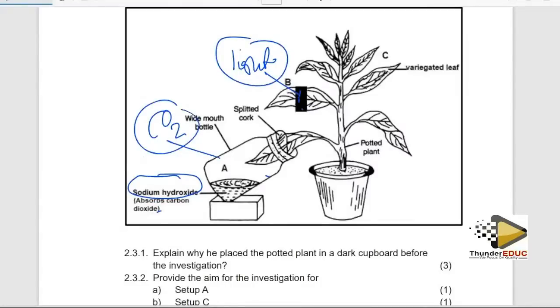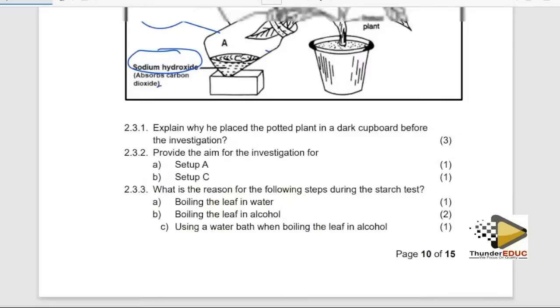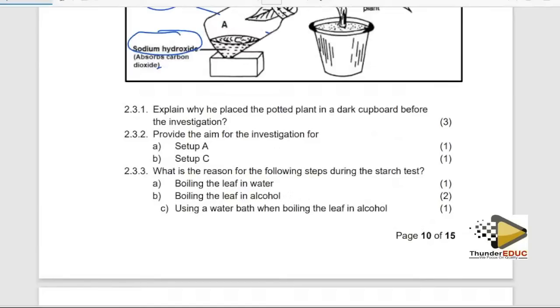Well, this one, they say a variegated leaf. A variegated leaf is a leaf which has different colors. One is green and white, or it could be yellow and green. But you know what happens if the green color is not there. So it means that this factor is chlorophyll. Carbon dioxide is necessary for photosynthesis. Light is necessary for photosynthesis. And then here, chlorophyll is necessary for photosynthesis. Yeah, basically, that's it.